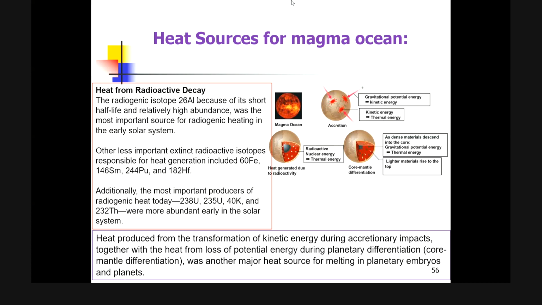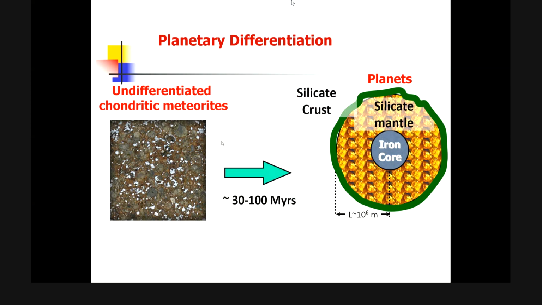Primary heat sources came from radioactive decay of these different isotopes, right? We spoke of planetary differentiation, how, from undifferentiated chondritic meteorites, what are the different processes, how the material evolves in a thermochemical way, right? Its chemistry changes, basically differentiation happens because of high temperatures, which leads us to a differentiated planetary body consisting of a distinct core-mantle-crust kind of structure, right?